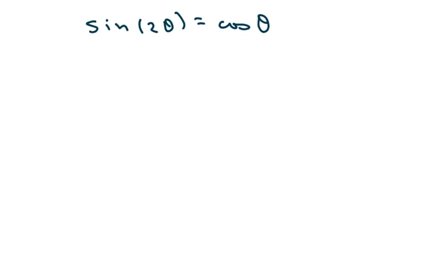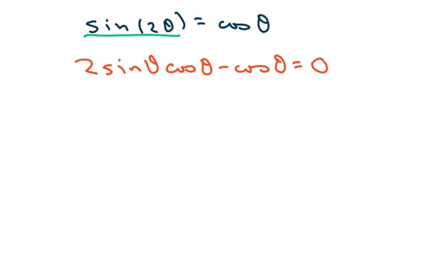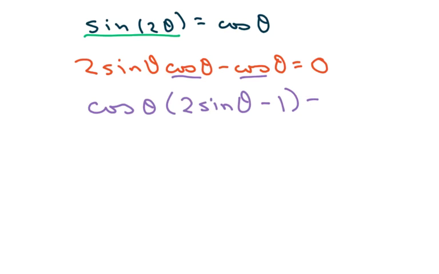On this one, I'm going to use the double angle for sine, and there's only one. It's a very important one, but it's only one. I'm also going to subtract the cosine here and set it to 0. At this point, I'm going to factor out the cosine, and I'm going to get 2 sine of theta minus 1. Separate this out like we did in previous videos.